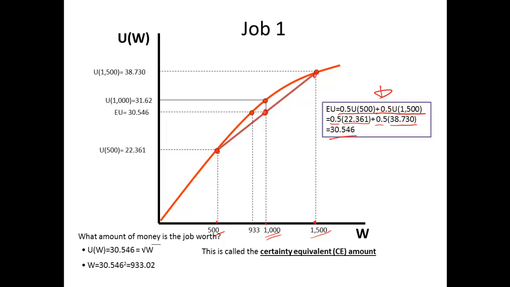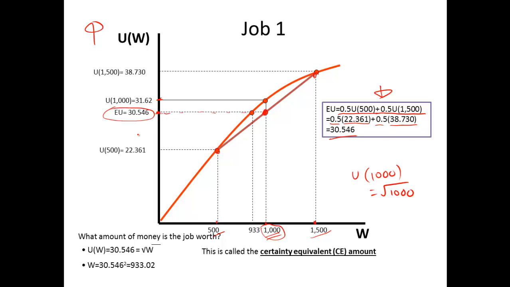So what we're saying is 30.546 is how high up we are, this sort of how happy dimension, and there it is, the expected utility. Contrast that with having 1,000 with certainty. Having 1,000 with certainty delivers u of 1,000, which equals the square root of 1,000, which is right here. It's 31.62. And notice that it's bigger than 30.546.